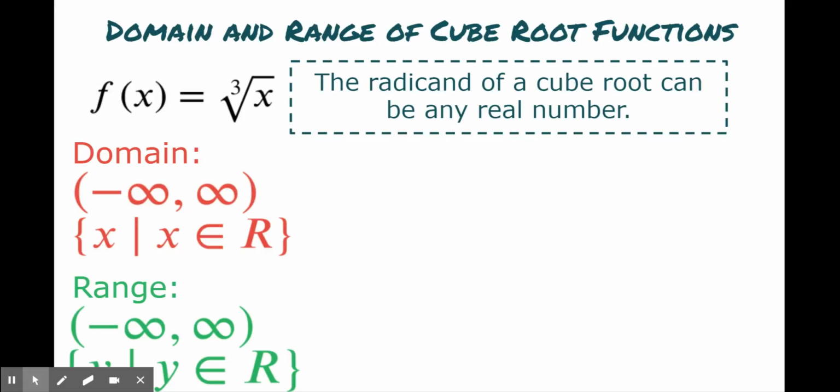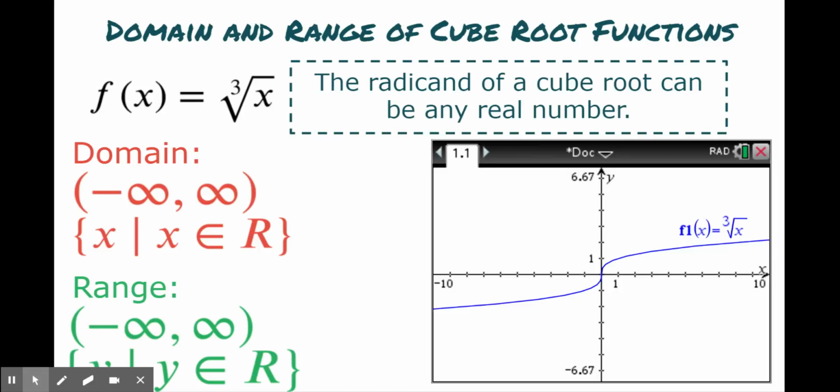Let's check this with a graph. So I graphed this function on my TI-Nspire, and if I look at the x-axis, I see that the domain can be any number on that x-axis. So that verifies that it could be any real number. The same is true for my range on the y-axis. My range can be any real number.